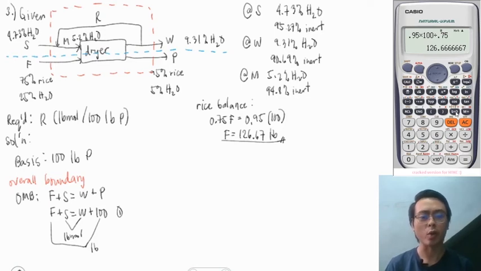We cannot use water balance because water balance would give us mixed results because there are pounds and there are pound moles. So let's take a look at another tie component. In this case, the tie component from the upper streams is the inert because the inert only enters in S and only leaves at W.